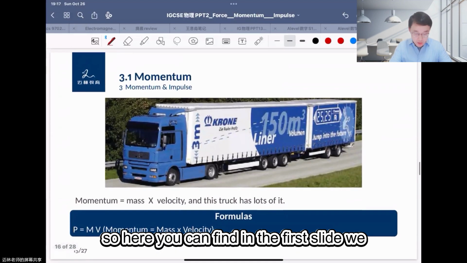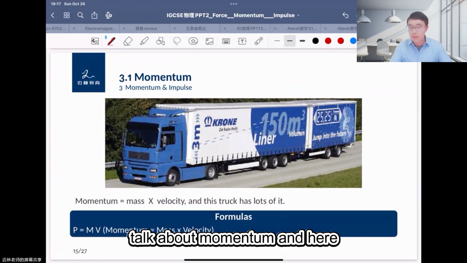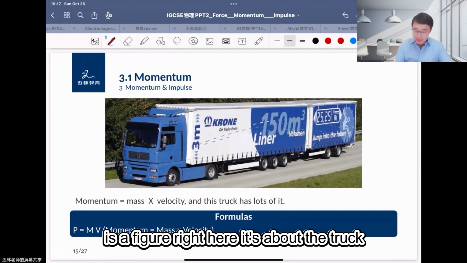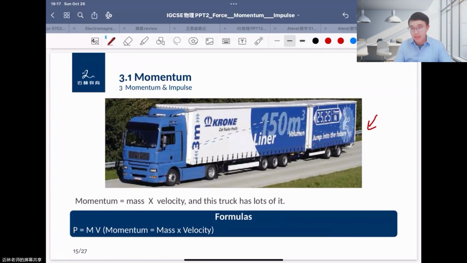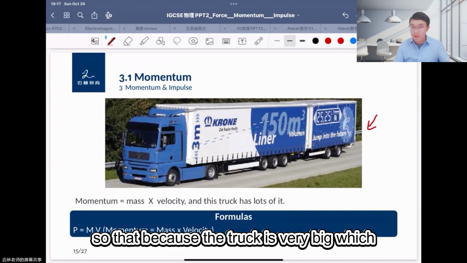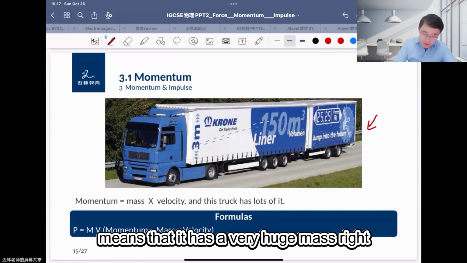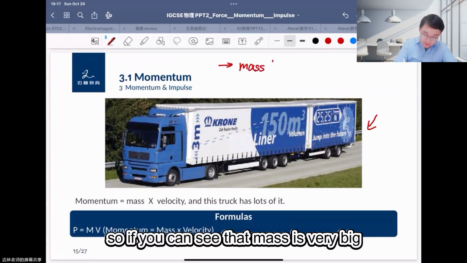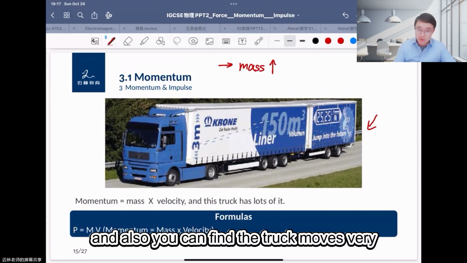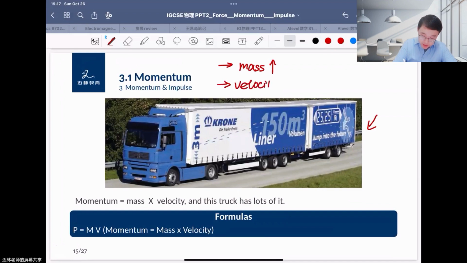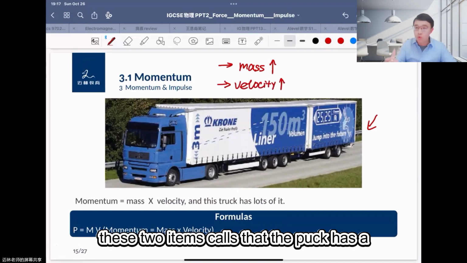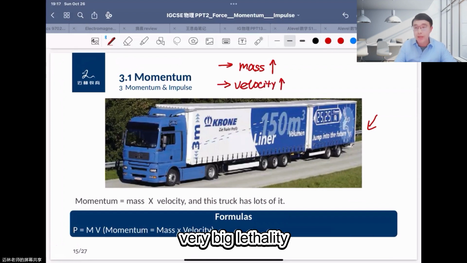In the first slide we talk about momentum, and here is a figure about a truck on a very high speed road. You can find the truck has a very big velocity. That's because the truck is very big, which means it has a huge mass. So we can say that mass is very big. And also the truck moves at a very high speed. So these two items cause that truck to have very big momentum.